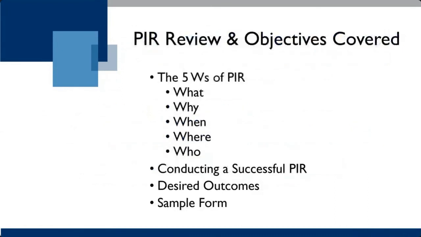So today we covered the post-incident review and the 5 W's: what, why, when, where, and who. These are all things we want to look at when we put together a post-incident review process, to make sure it's properly in place and that we do it in the most productive and comfortable fashion we can. We don't want anyone to be uncomfortable. We want them to be educated ahead of time and informed, so when we do these things, they understand the purpose of them. We also covered how to conduct a successful post-incident review, and then the desired outcomes and the sample form that we shared.